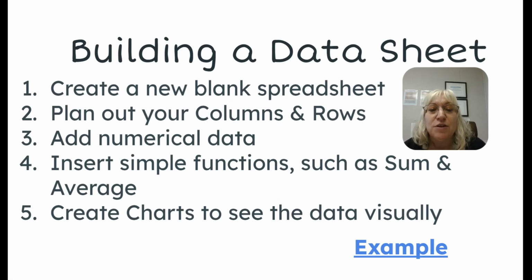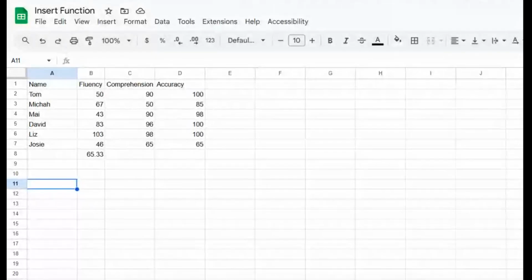After you have your basic sheet built, you're going to insert simple functions such as a sum or an average so that you can start to analyze that data. Lastly, we're going to see how we can create charts so that you can visually see the trends in your data. So here is a simple sheet that I built on my data.